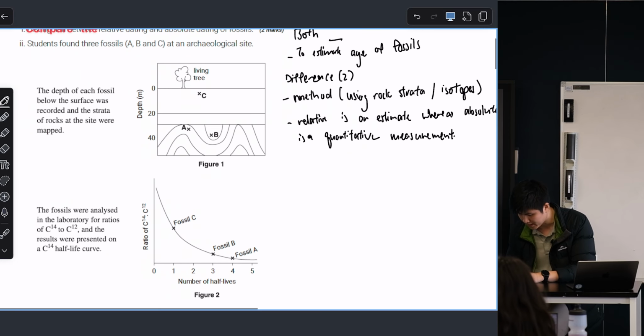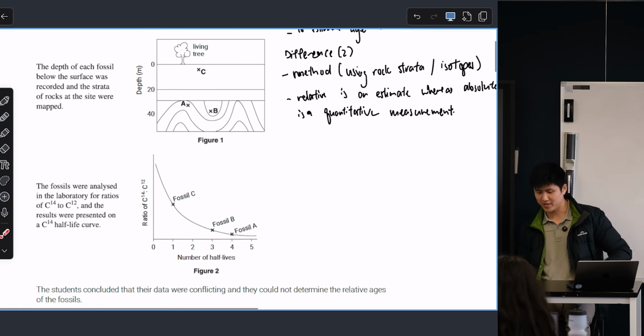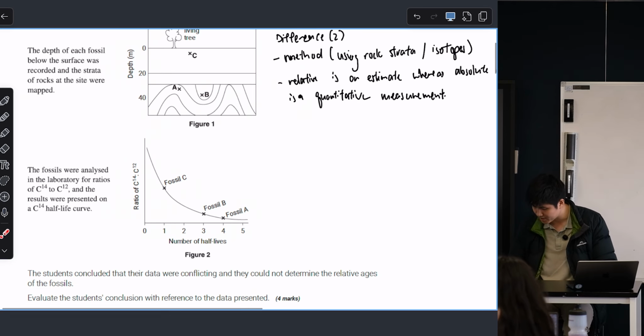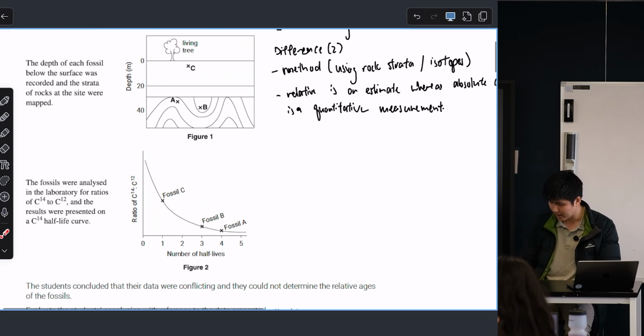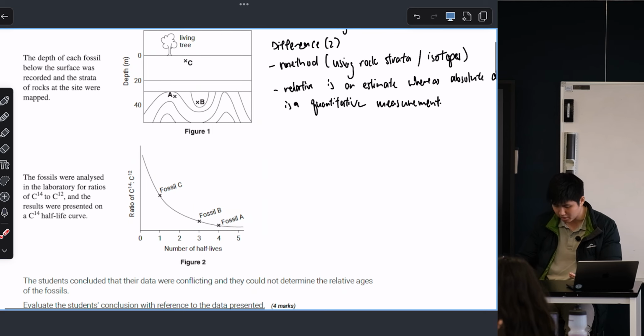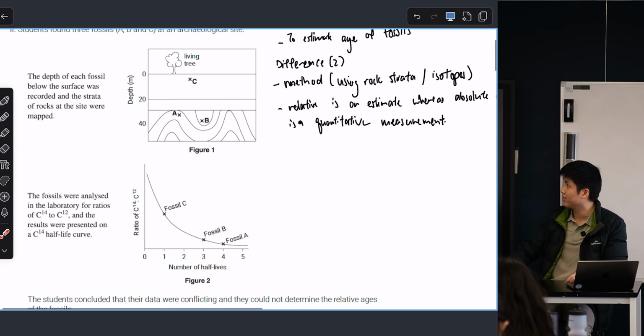Okay, now this next one was a bit trickier. The question asked us to evaluate the student's conclusion with reference to the data presented, and this is the data here, and their conclusion is the data was conflicting and they could not determine the relative ages of the fossil, right?